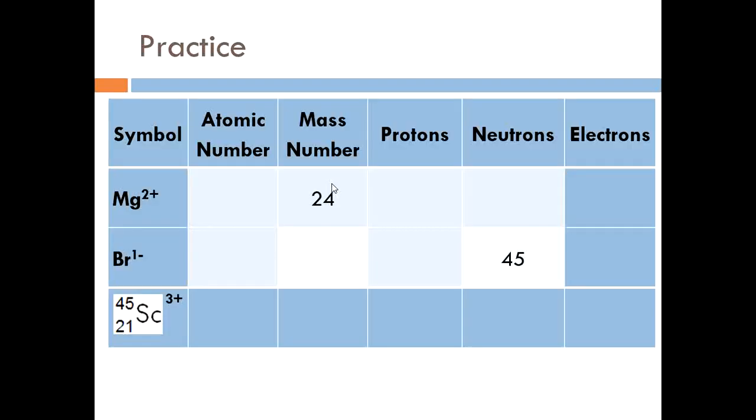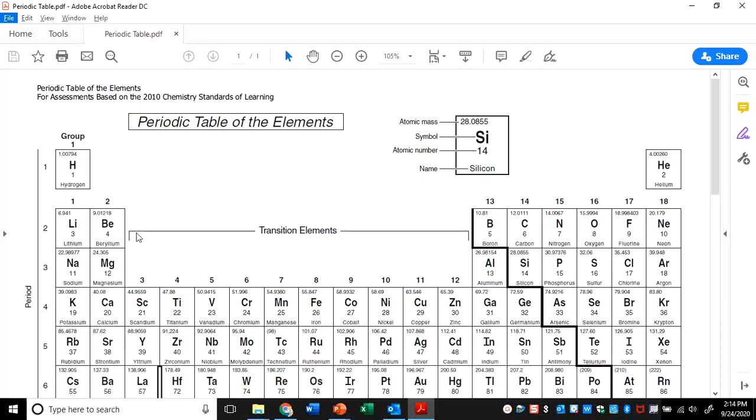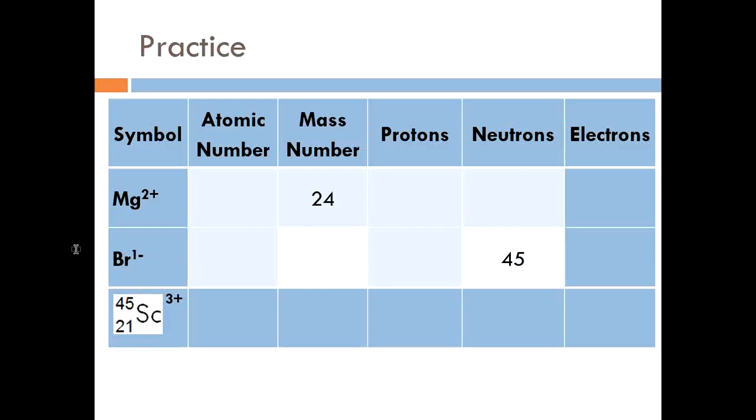So let's take a look at these examples here. And we're going to need our periodic table to help us fill out the information. So let's take a look at the ion, and we know that it's an ion because of the positive and negative charge there, okay? Remember, if it was neutral, there would be no charge at all, no positive, no negative charge at all. So let's find magnesium on our periodic table. So magnesium is number 12. Its atomic number is 12.